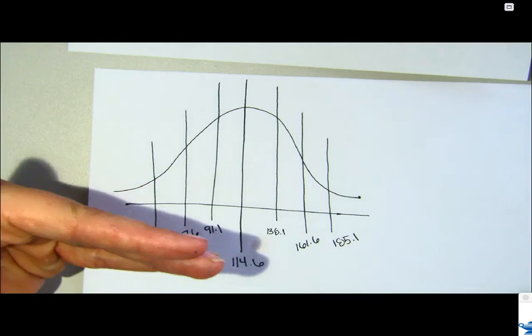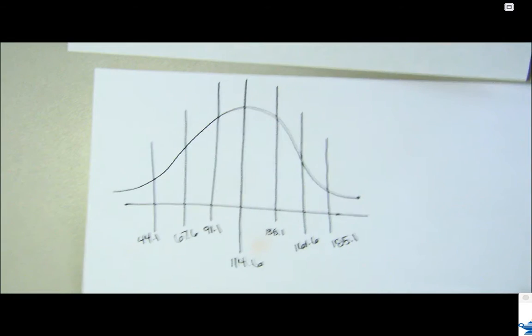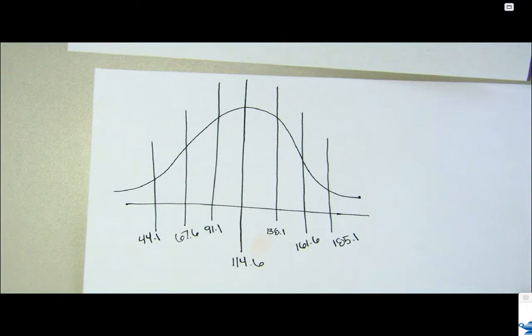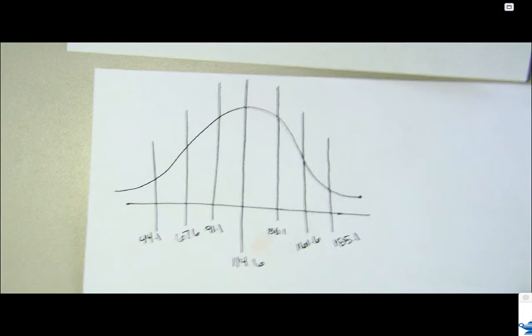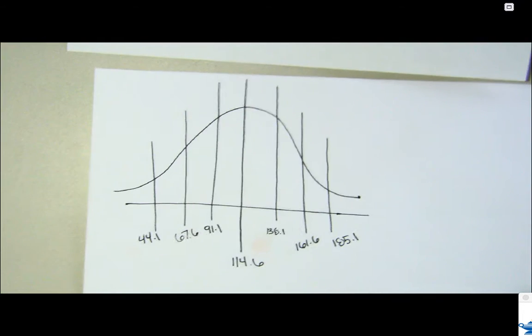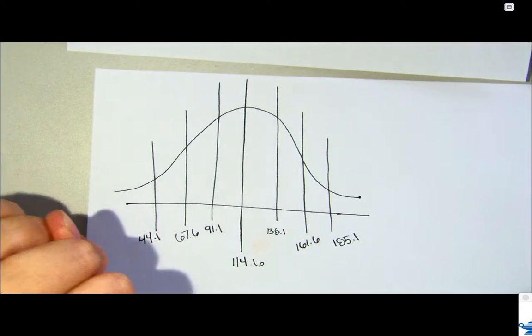Makes it very easy. So, if I asked you, what is the range of data from 1 standard deviation below to 1 standard deviation above, what would the answer be? Who can raise your hand and tell me? Sam? Maybe 91.1 to 138. Yes!